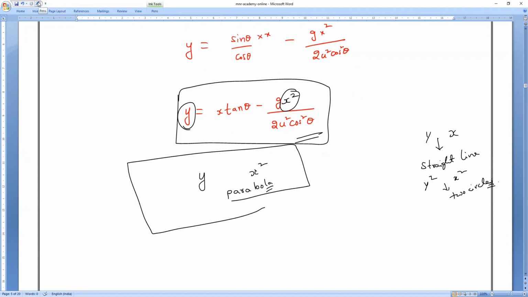So trajectory formula, they will ask you the equation of trajectory. So what is the formula? y is equal to x tan theta minus g x square divided by 2u square cos square theta. This is what you have to remember. Any doubt, guys? Anybody can ask. Clear?